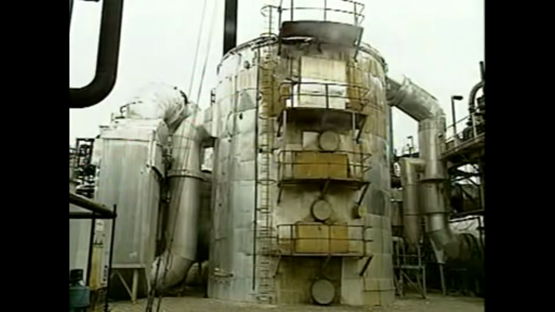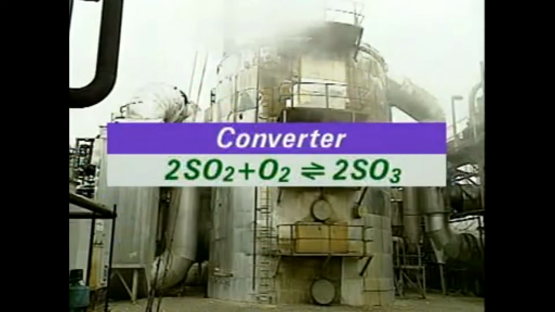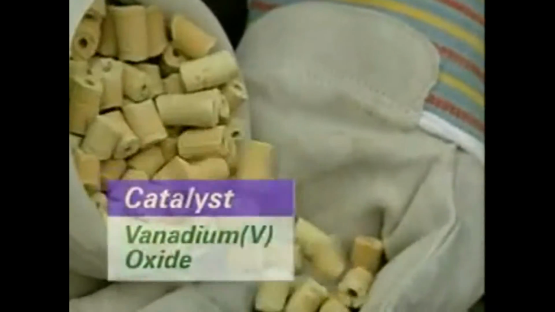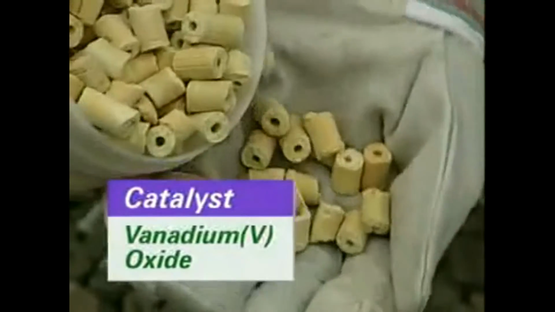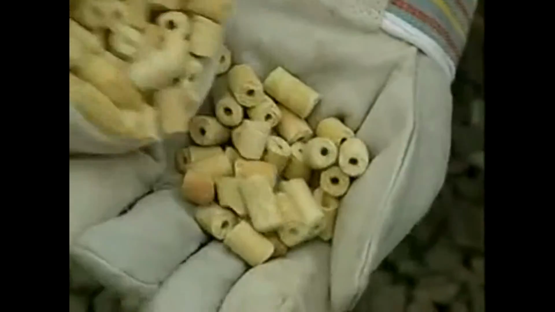In the converter, sulfur dioxide reacts with oxygen to produce sulfur trioxide. The reaction requires a catalyst, mainly of vanadium 5 oxide. This is most effective at 440 degrees Celsius. There are 4 beds of catalyst in the converter.